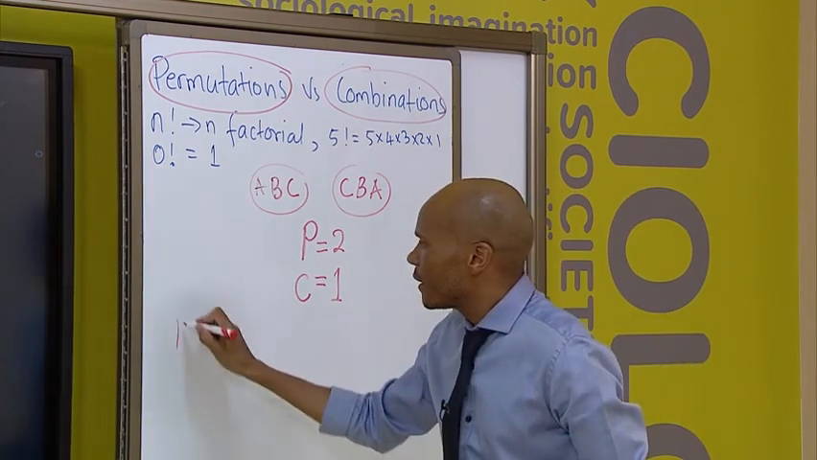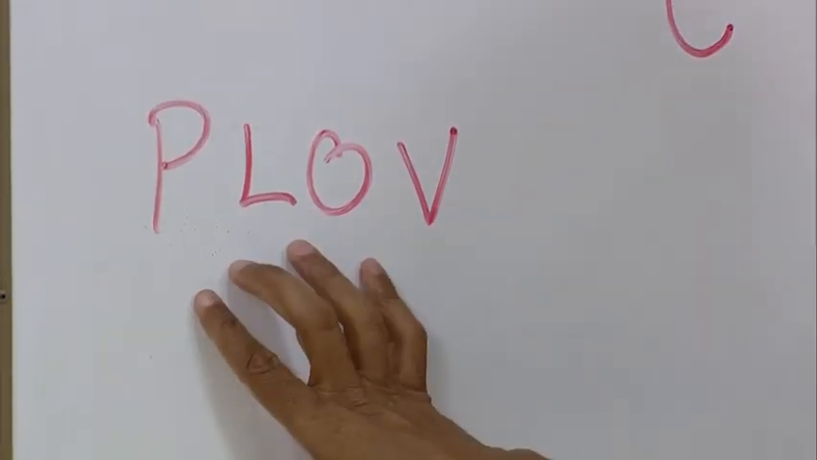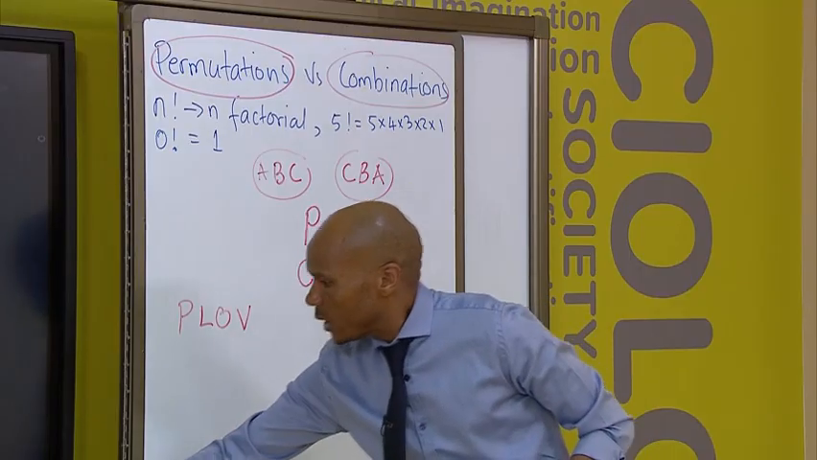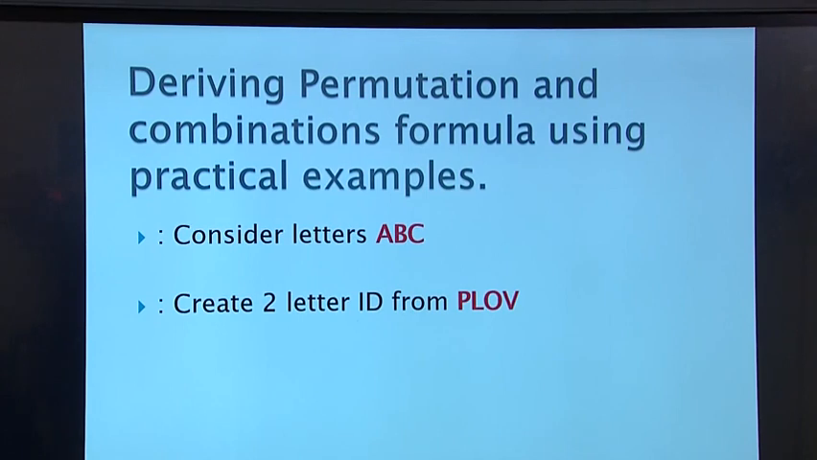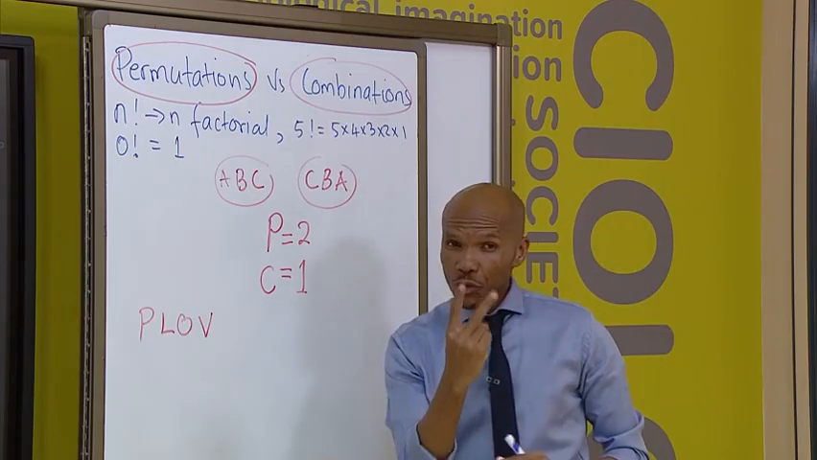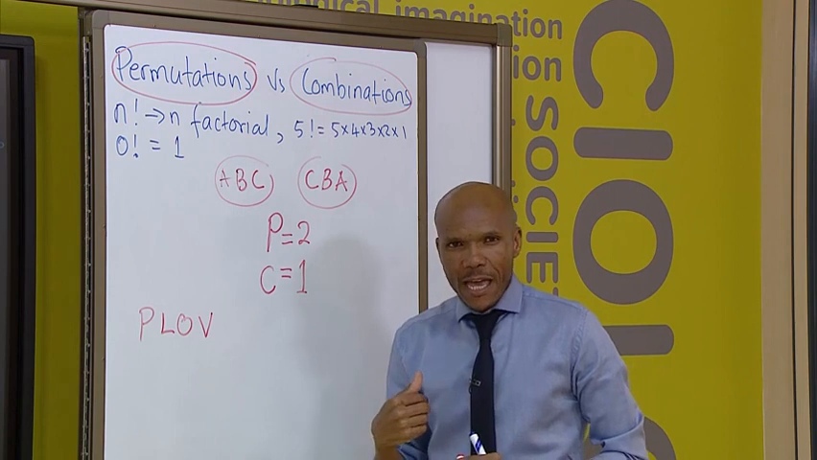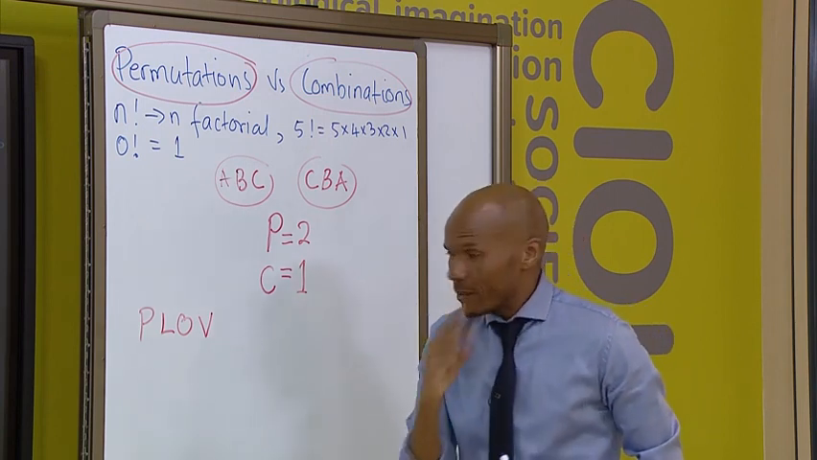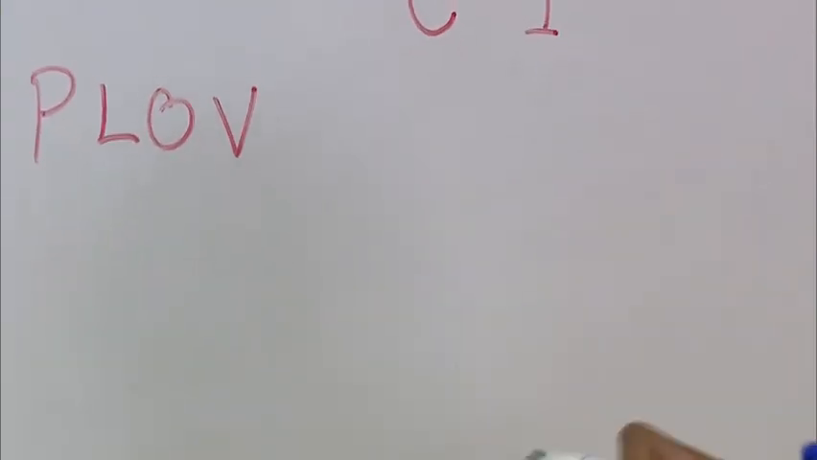Let's take, for instance, PLOV. We have 4 letters. And the question that I want to ask here is, how many 2-letter combinations can you create from PLOV? Let me ask this again. How many 2-letter combinations can you get from PLOV? And how many 2-letter arrangements can you get from PLOV? So here, the best way to do this will be to put down all those combinations and arrangements.